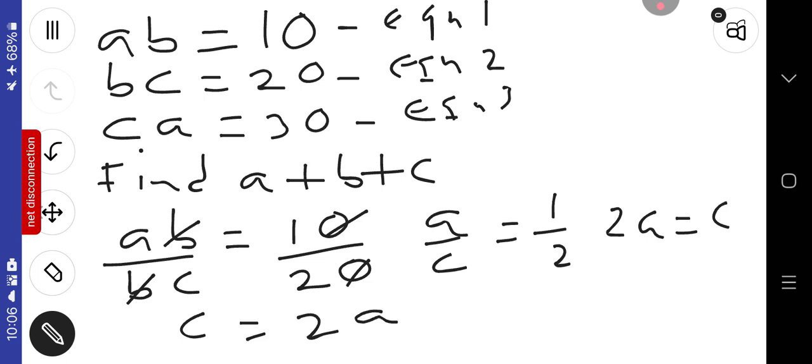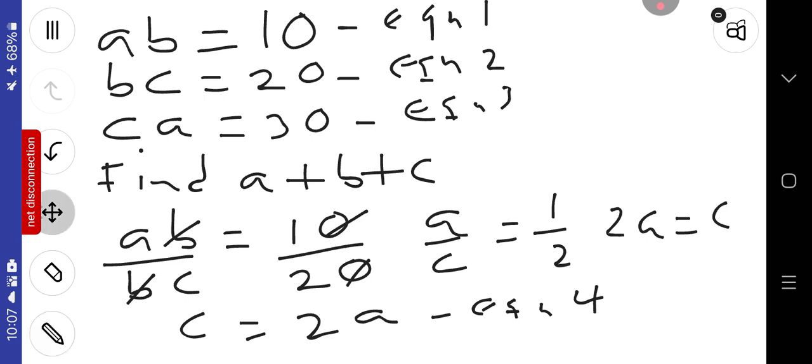Now, from equation 3, we can see CA is equal to 30. So we are going to put C is equal to 2A into equation 3. Before we do that, let's call this equation 4. Let's name our equations so that calling them will be easy. So we call this equation 4. So let's put equation 4 into equation 3.